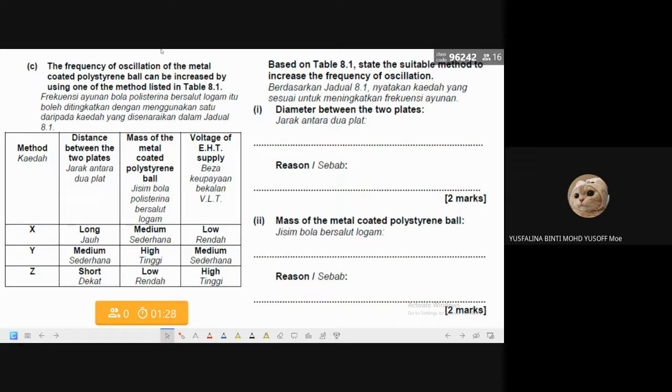Let's say you give the wrong characteristic. Let's say for the diameter, you choose the answer medium, but the answer actually is long, right? But the reason that you give is correct. You can still get the mark for the reason, although your first choice is wrong, but your reason is correct. Then you can still get the mark for it. I give you like 3-4 minutes to answer.